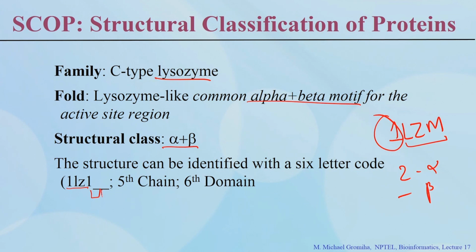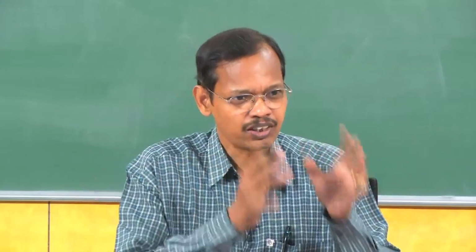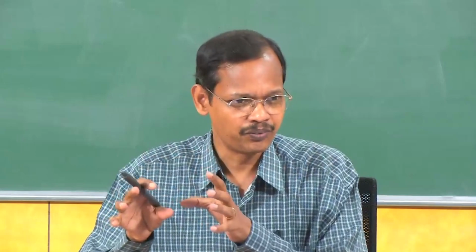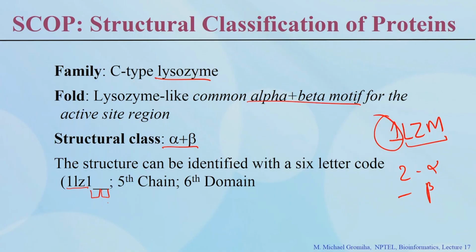And the 6th character is for domains. For example, if you have a large protein, it contains several stable domains. If you know the domain information, then you can put the number 1, 2, 3. This is how they represent the structure of any protein.